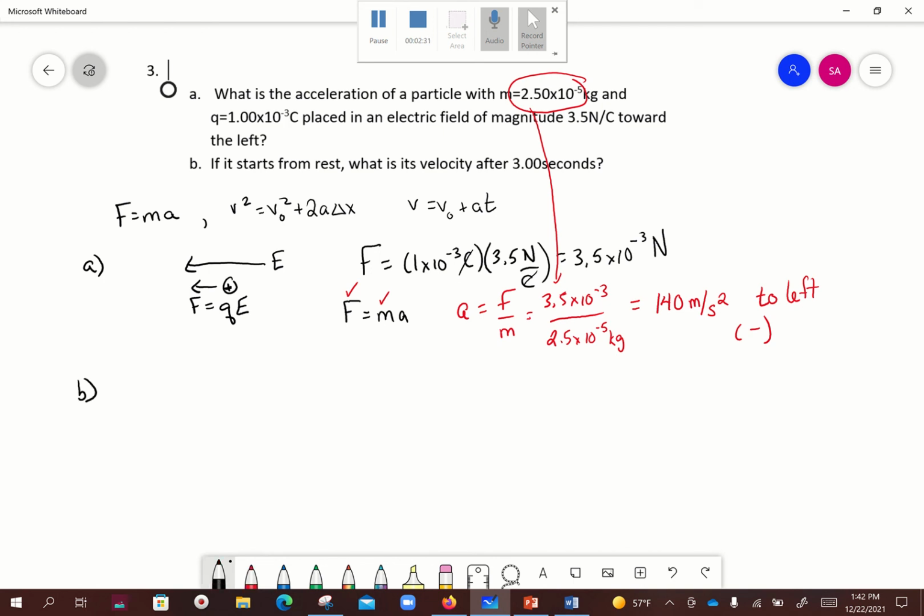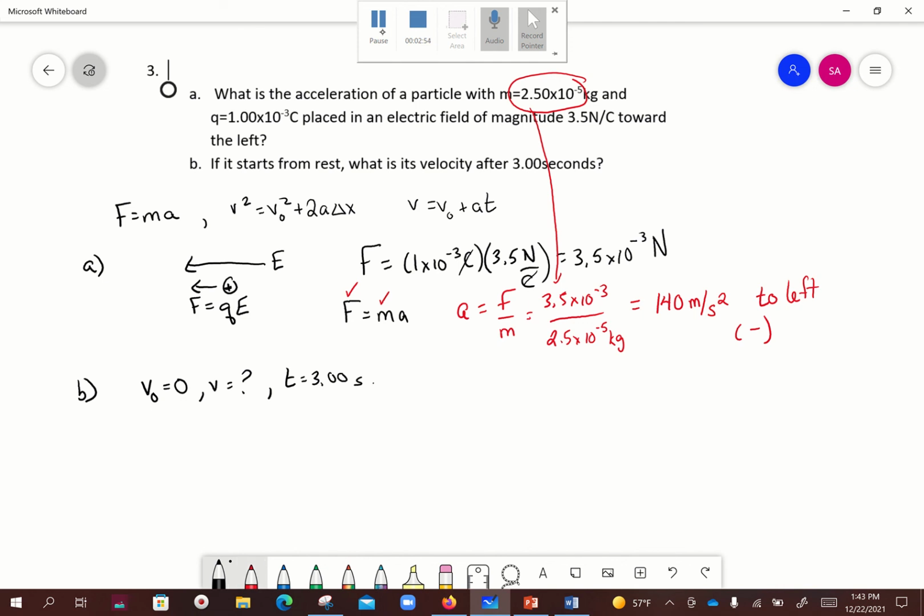All right, part B. Now we know if it starts from rest. So again, go back to your GOAL method: gather, organize, analyze. All right, so pull all my things from there. V0 is 0, it starts from rest. And it wants to know what's the V final at a t of 3.00 seconds.